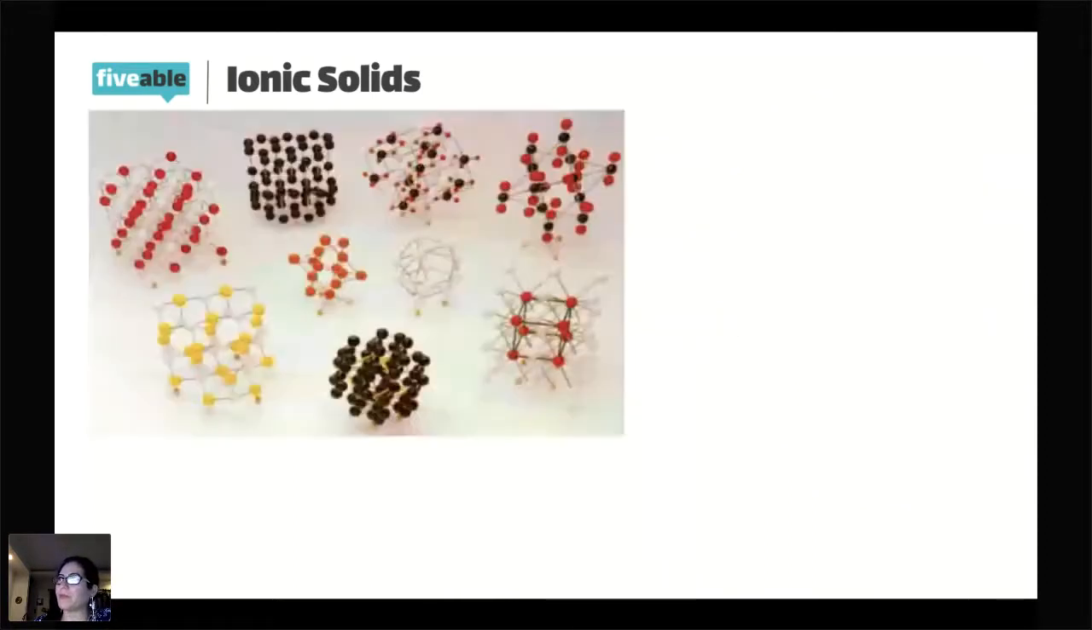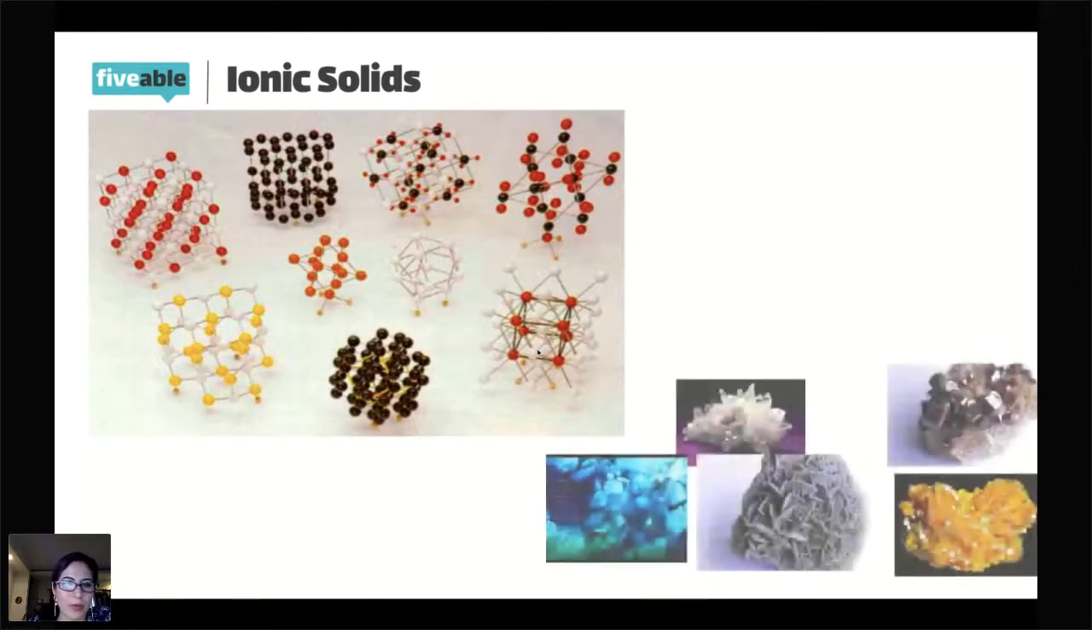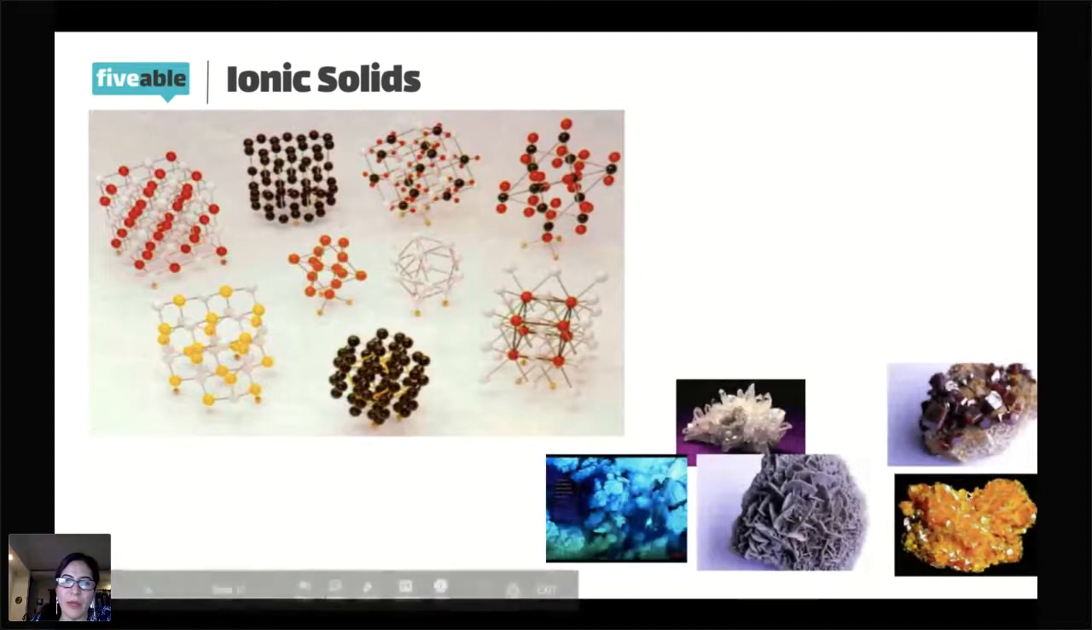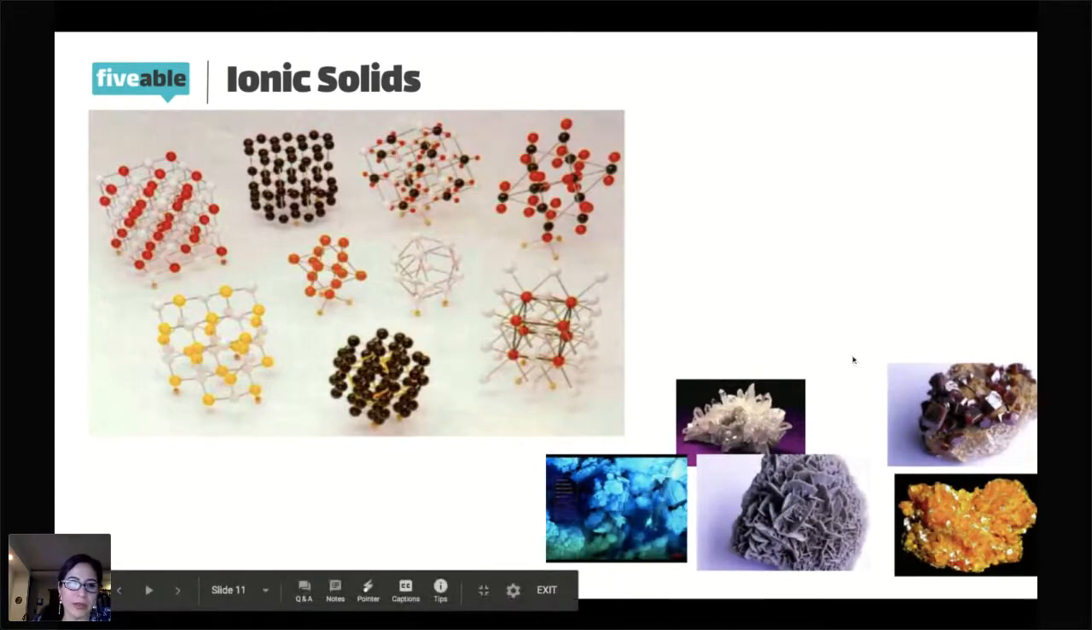Okay. If we don't have a ratio of 1:1, like in this model, then we won't have a cubic arrangement. We will have all sorts of different and beautiful arrangements, like the mineral crystals that we find on Earth.